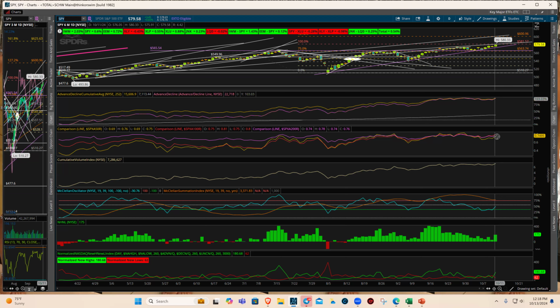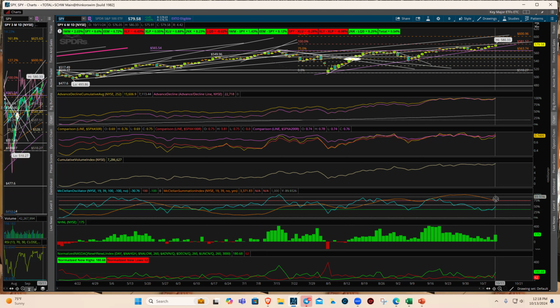The raw data looks good. The comparison lines of stocks above the 50, the 100, the 200, they're not at the highest highs, but they're pretty darn close. The cumulative volume index is really strong. The McClellan oscillator is now coming back, right? And you can see the new highs, new lows, and net new highs, new lows. No, sorry, normalized new highs, new lows. This is all in favor of bulls and has been, especially for a while.